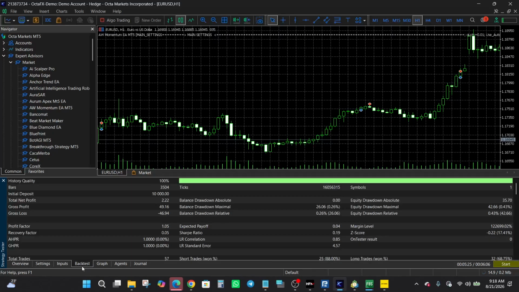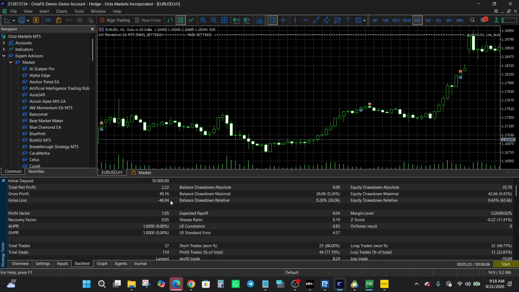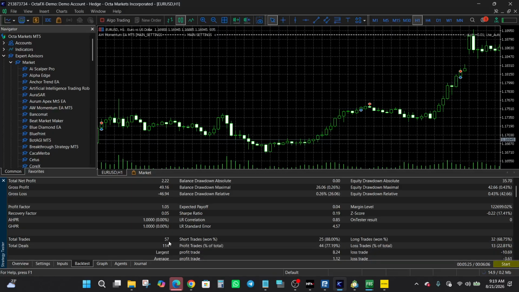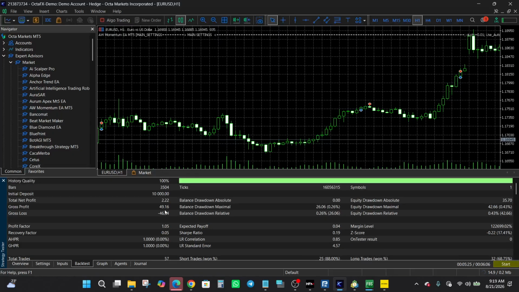Based on what we can see here, the total net profit was just $2.22 over the period of close to 8 months. And guess what? 57 trades were executed. So out of 57 trades, only $2.22 was generated. That's not impressive at all.